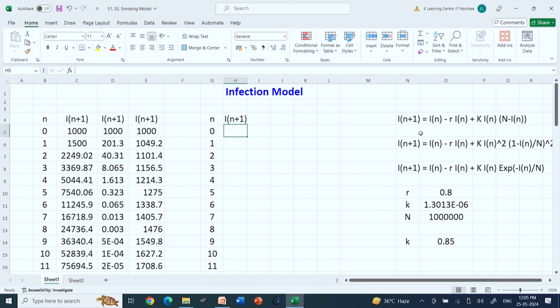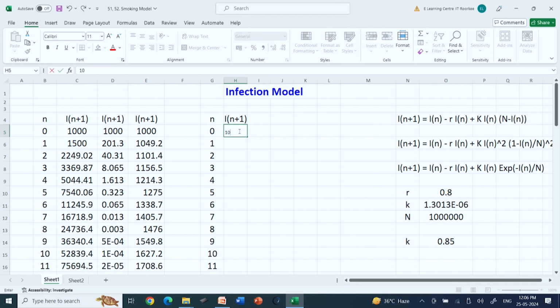Now, to calculate it, I will follow this law, though I have written 2 more, but I will explain later. So, the value of r is 0.8, the value of k is 1.3013 into 10 to the power minus 6, n is 10 to the power 6. We will talk about this k later. So, I n plus 1 is equal to I n minus r times I n plus k times I n multiplied by n minus I n. So, we will use this to calculate.